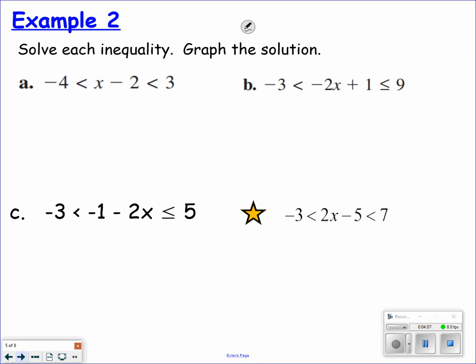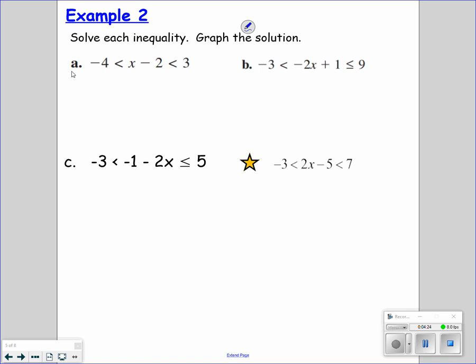This is what a compound inequality looks like for an and. Notice that in the middle is the actual problem. So where it says x minus 2, if I covered up this side, you would solve that to the right. If I covered up the other side, you would solve it to the left. So again, this is a situation where you're going to solve both of these at the same time.